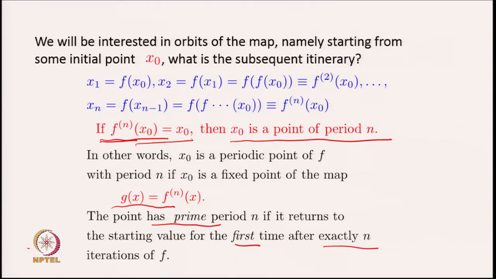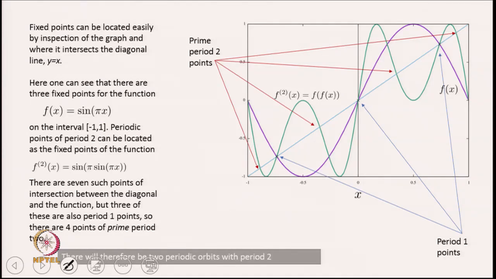So, if I am interested in looking at points which have got period 2, I have to look at the map f2 of x, which is f of f of x, and in this particular example, it is sine of pi sin pi x. Now, this is a function which looks like this green curve that you see over here. The purple curve is your original one, which is sin pi x, and the green curve is f2 of x.